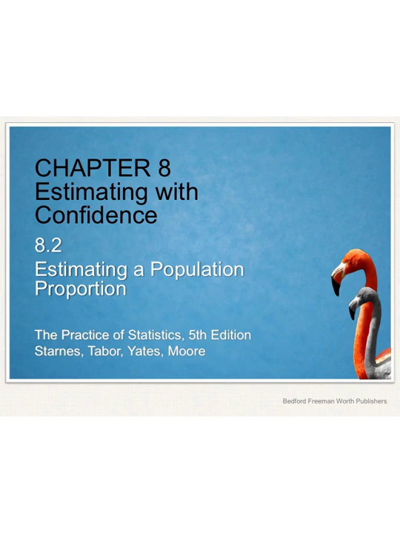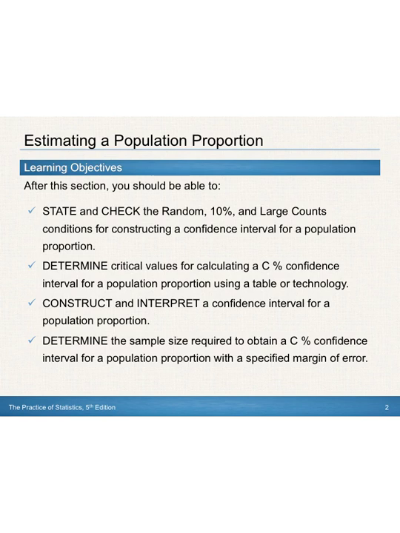Section 2 from Chapter 8 focuses on estimating with confidence intervals when your statistic is a proportion or a percent. In this section, we're going to talk about the different things you need to check to make sure you can actually construct a confidence interval, how we can determine the critical z-values so we can get a particular confidence level, and then creating those confidence intervals themselves, as well as doing some algebra to determine a sample size that would be necessary to obtain a certain level of confidence with a specified margin of error.